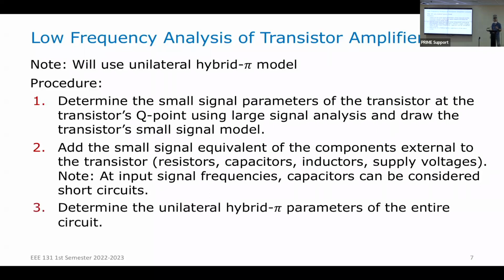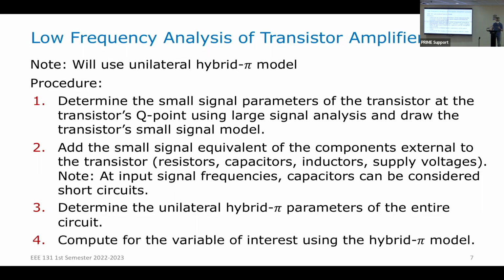And then we determine the unilateral hybrid pi parameters of the entire circuit. We added the external components, then we now determine the unilateral hybrid pi parameters of the entire circuit. And then we compute for whatever we're interested in computing for, using now the hybrid pi model of the entire circuit. So those are our steps.